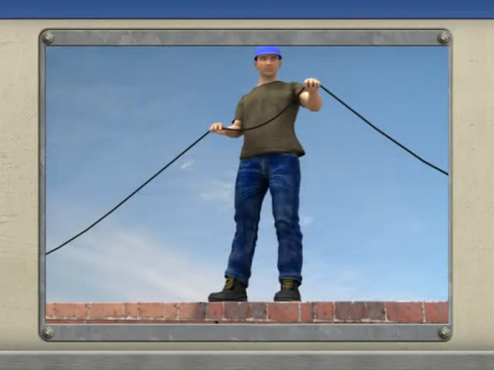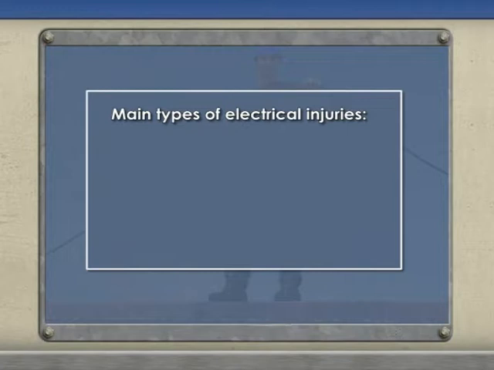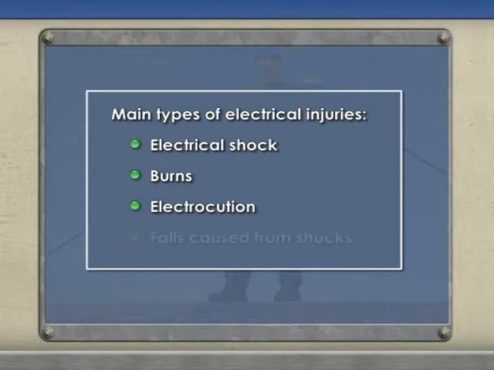An electric shock can be delivered anytime an electrical current passes through the body. This can happen through direct contact with an electrical circuit or through arcing as the electricity passes through the air. The injuries resulting from electrical shocks range from minor burns to electrocution and death. There are four main types of electrical injuries: electrical shock, burns, electrocution, and falls caused from shocks.